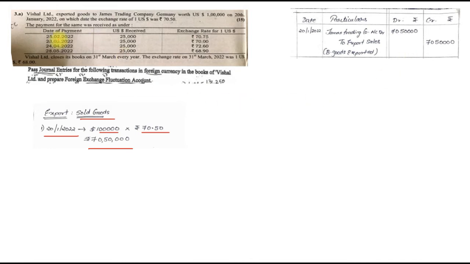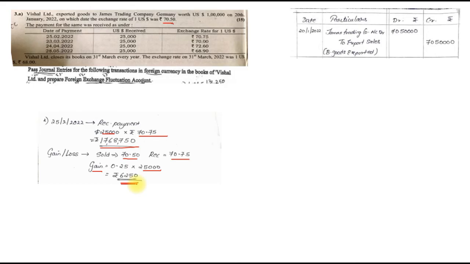Now on 25th Feb we are receiving money, the first installment. So on 25th Feb we are receiving the payment of $25,000 at the rate of 70.75. We multiplied, we got 17,68,750. The moment we receive, we have to check whether we have incurred a loss or we have got some gain. It's very simple. We sold at the rate of 70.5 and we are receiving 70.75. So we are receiving 0.25 extra. So that's a gain. 0.25 into $25,000 that you're going to receive. So that is a profit of 6,250, a gain of 6,250.